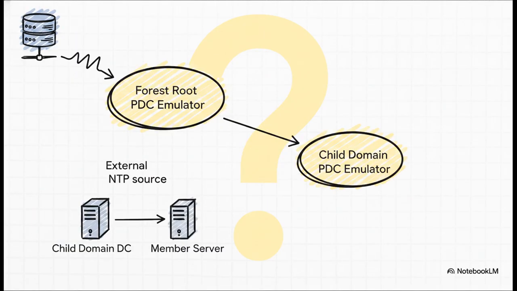Okay, what about time synchronization? Which domain controller should sync with an external NTP source? This is testing your knowledge of the strict time sync hierarchy, and the correct answer is always the PDC emulator located in the forest root domain. All member servers sync with their local DCs. Child domain DCs sync with their PDC emulator. Those child PDC emulators sync with the forest root PDC emulator, and that single root PDC emulator is the one machine reaching out to an external NTP source.